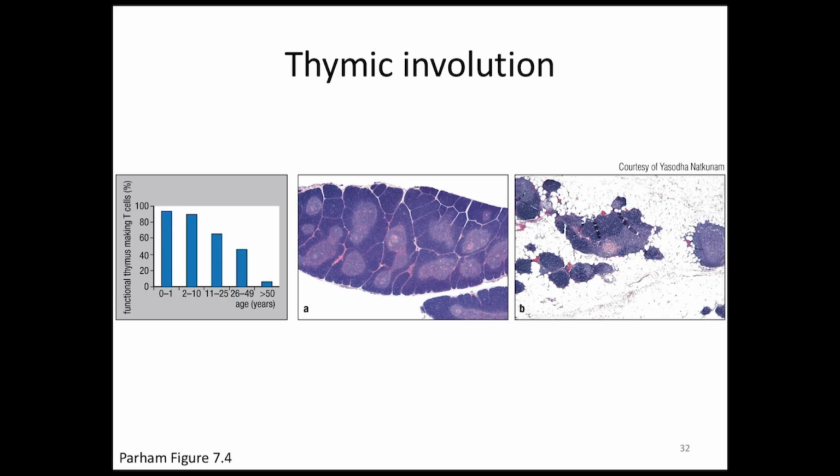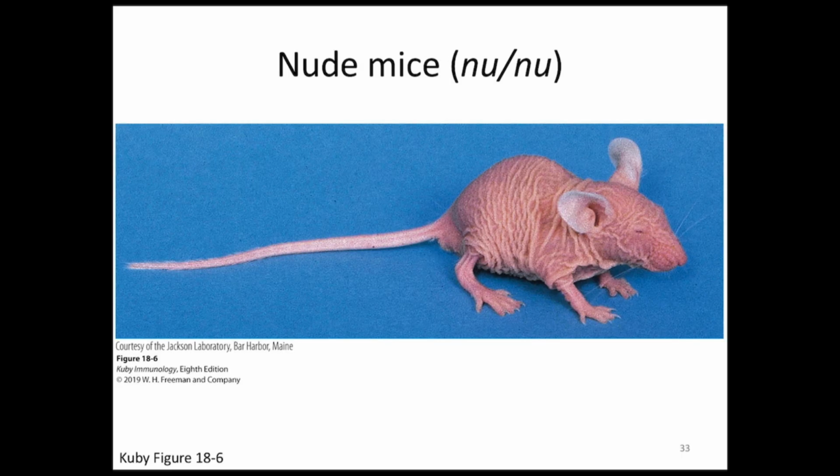There also, weirdly enough, are mice that people found that don't have a thymus. This is not a mutation that was made in the lab. This is a spontaneous mutation somebody found. In fact, the mutation is not specific to the thymus. There are some other weird things about these mice as well. Mice without a thymus are called nude mice. So you can see a nude mouse here.